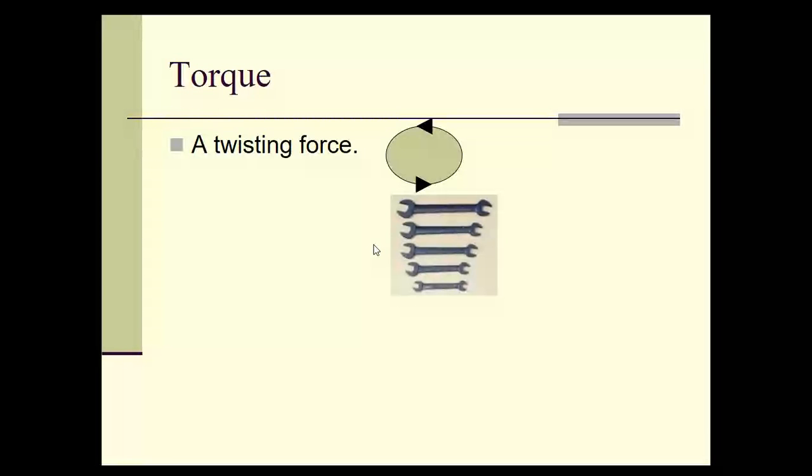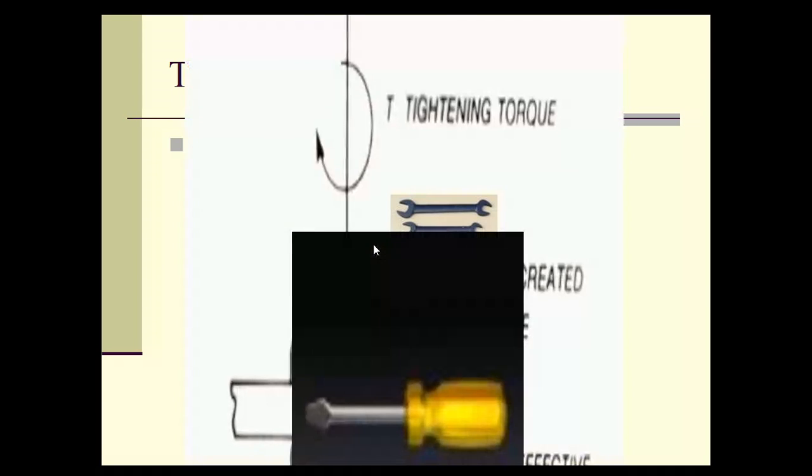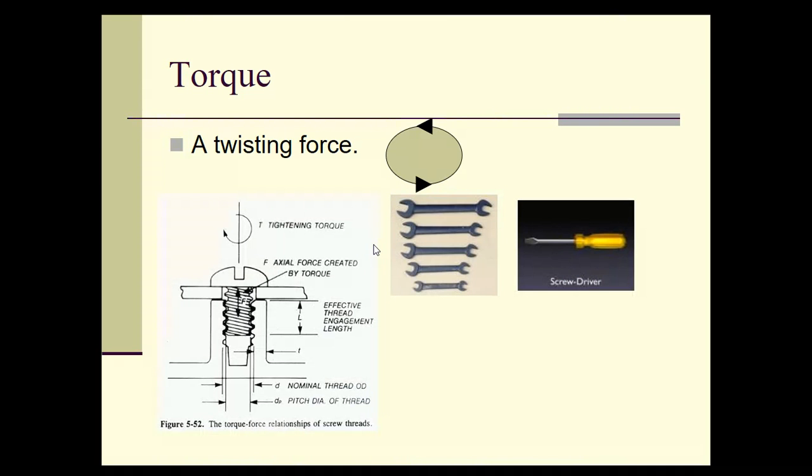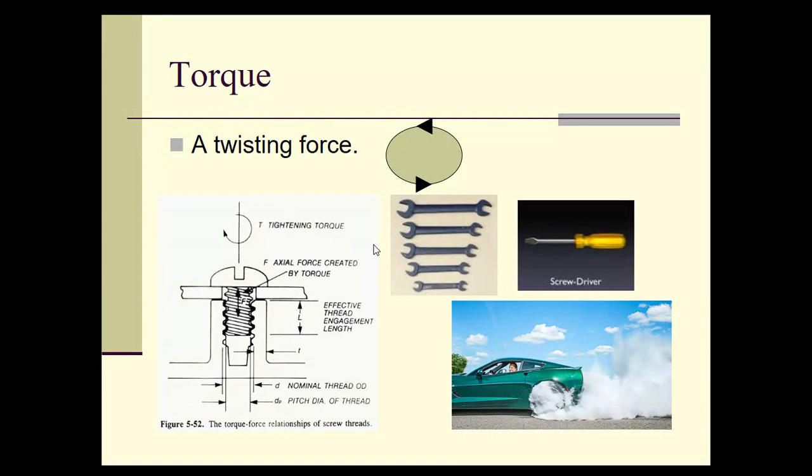Another tool that works because of torque is a wrench or a screwdriver. Those work because of the force of torque. And when you see that Corvette smoking its tires, those tires are burning off because of the force of torque, that force that those wheels spin with. So those are different forces that are going to act on our bridges.